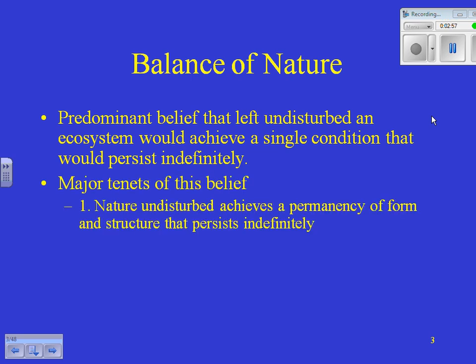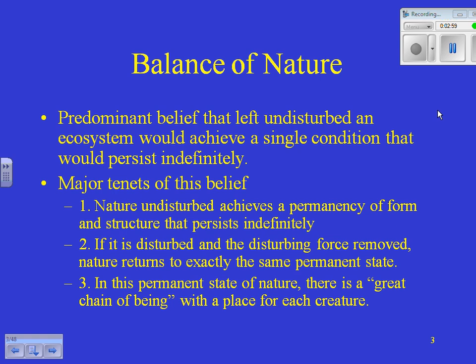There are some major tenets to this belief, three of them in fact. Number one, nature undisturbed achieves a permanency of form that persists indefinitely. Number two, if it is disturbed and the disturbing force removed, nature returns to exactly the same permanent state. And three, in this permanent state of nature, there is a great chain of being with a place for each creature. That all creatures are there to exist.